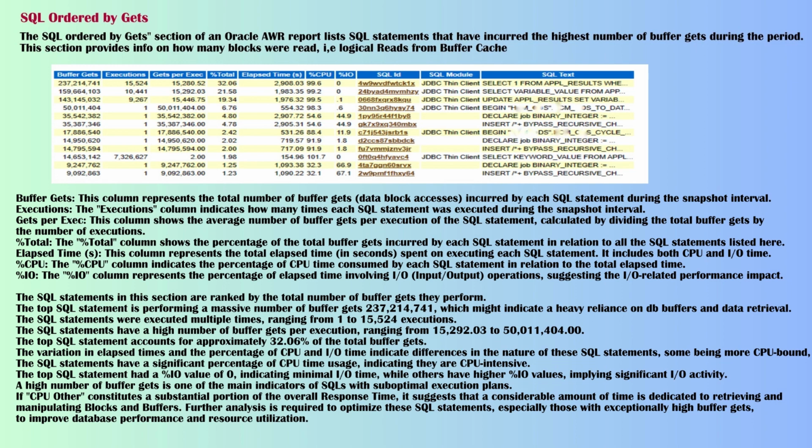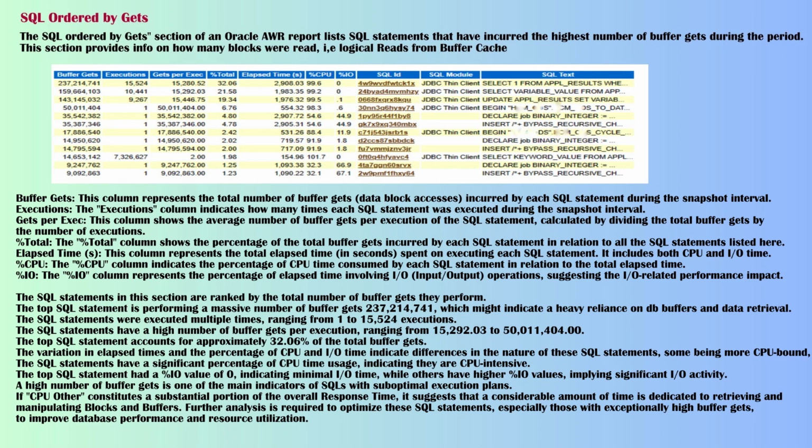The variation in elapsed times and the percentage of CPU and I/O time indicate differences in the nature of these SQL statements, some being more CPU-bound, while others are more I/O bound. The SQL statements have a significant percentage of CPU time usage, indicating they are CPU intensive. The top SQL statement had a percent I/O value of 0, indicating minimal I/O time, while others have higher percent I/O values, implying significant I/O activity.